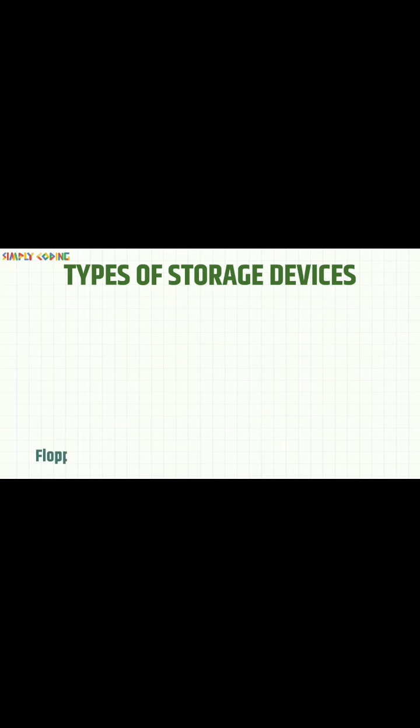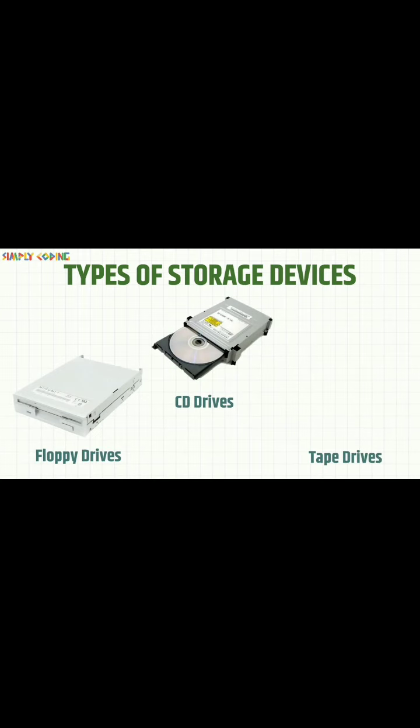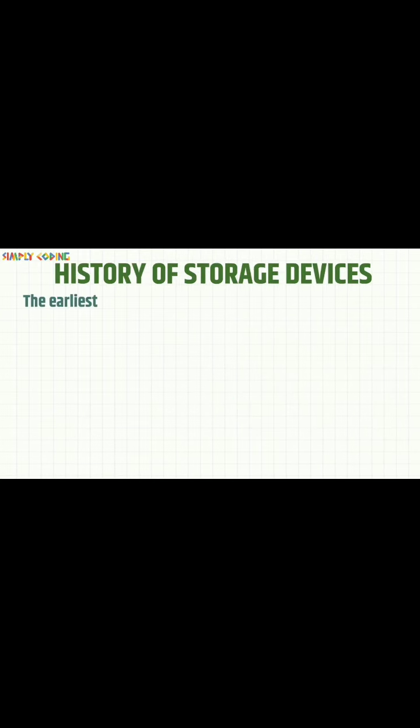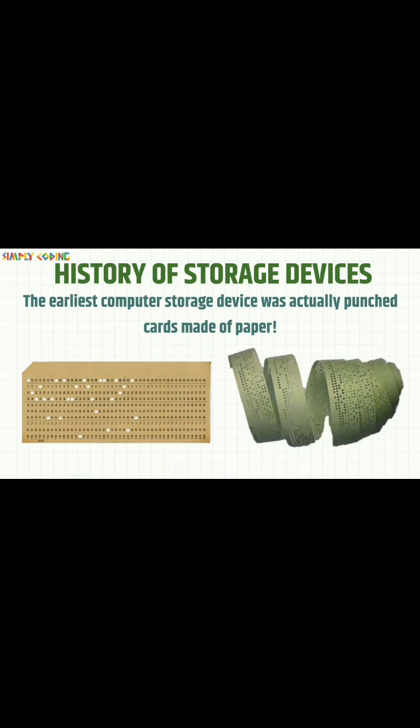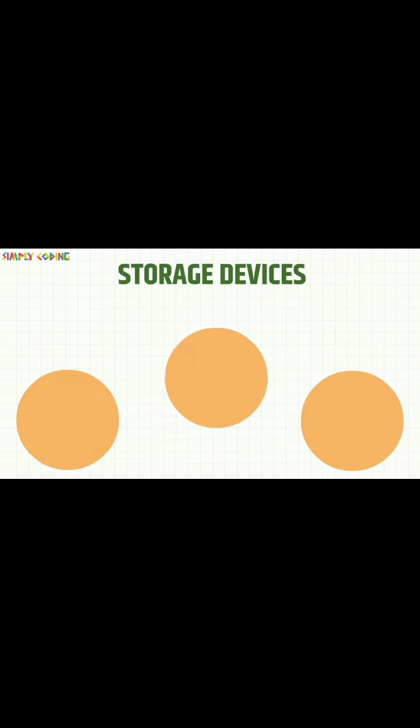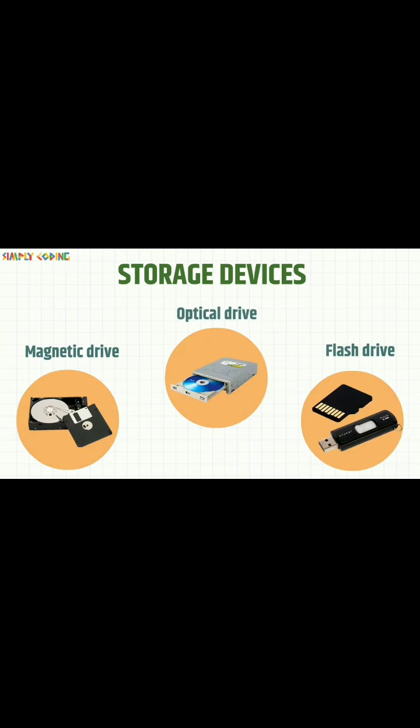So, a storage device is any type of computing hardware that is used for storing, porting, or extracting data files and objects that are found in a computer. Different types of storage devices are floppy drives, CD drives, tapes, etc. The earliest computer storage device was actually punch card made of paper. Now we have storage devices which are either magnetic, optical or flash memory devices. Let's look at each one of them.